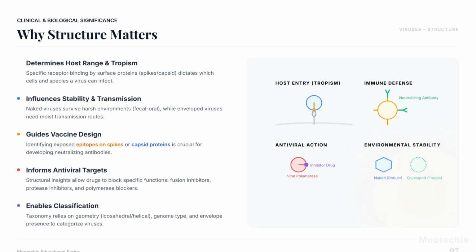The central diagram ties these concepts together. It shows a virus approaching a host cell for host entry, that is tropism. On one side, an immune defense antibody is neutralizing the virus. On the other, an antiviral action inhibitor is blocking the viral polymerase. At the bottom, a spectrum contrasts naked, that is robust, with enveloped, that is fragile, in terms of environmental stability.